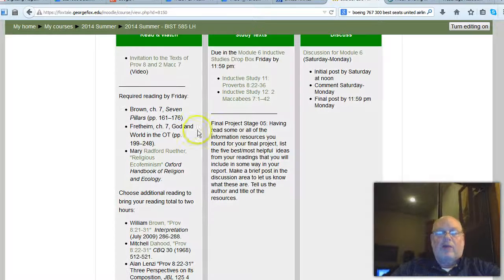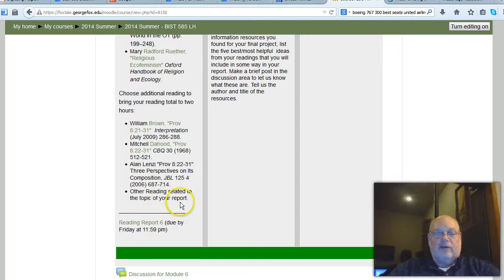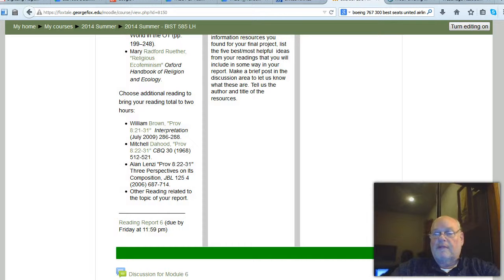There's a set of required readings: a chapter from Brown, a chapter from Fretheim, and then another one here. There's a link to Mary Radford Ruether's article on religious ecofeminism, and you're going to need to read that. Read it carefully because it's going to form one of the foundations from which we're going to base our discussion. And then there are additional readings here to bring the balance up to 2 hours. So you can pick some things here. In addition, you can pick some readings related to the topic for your final report.